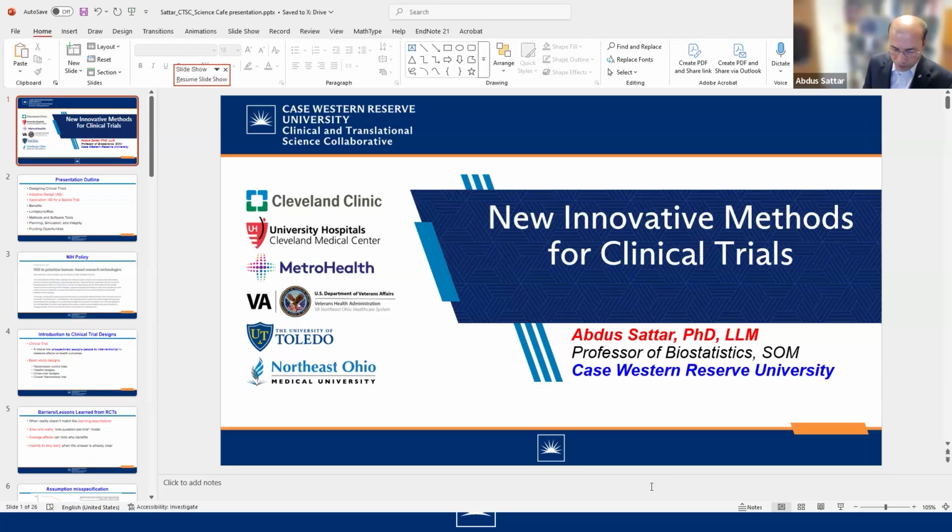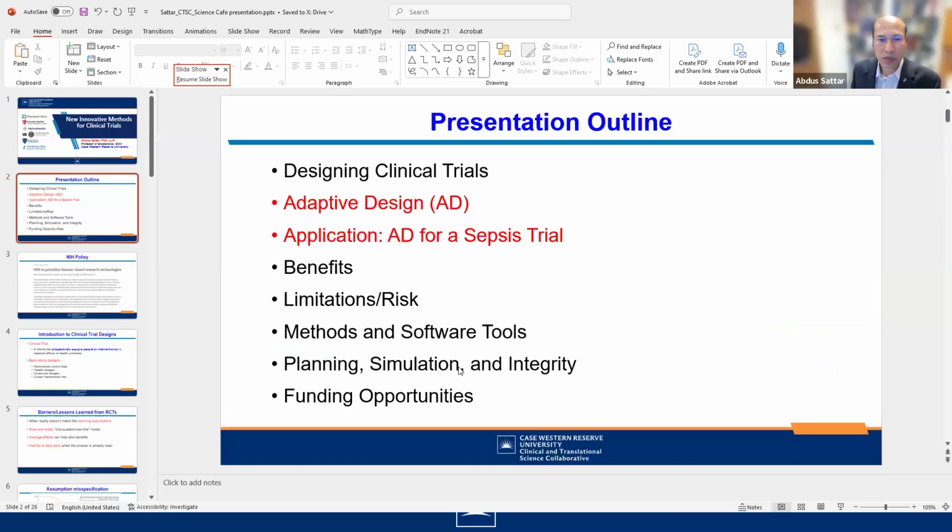So I'll be talking about mostly clinical trials and adaptive trials. Let's look at the presentation outline. Mostly I'll be talking about the adaptive trial design, AD, and also giving a specific example that I have recently worked on, an adaptive design for a sepsis trial. And we will be talking about a few methodological aspects of the adaptive trial design.